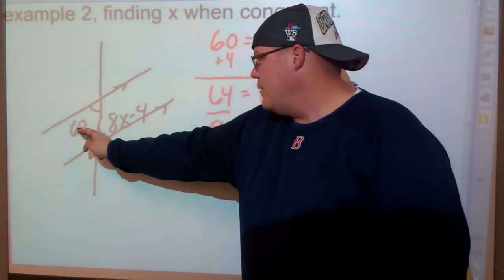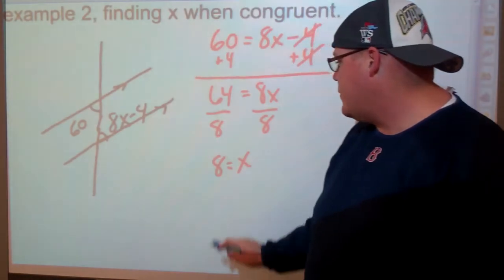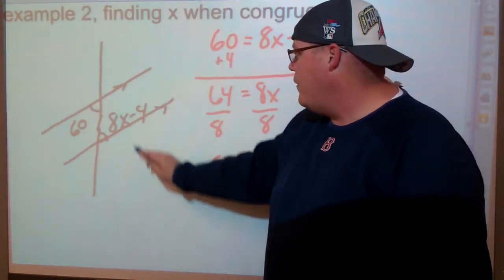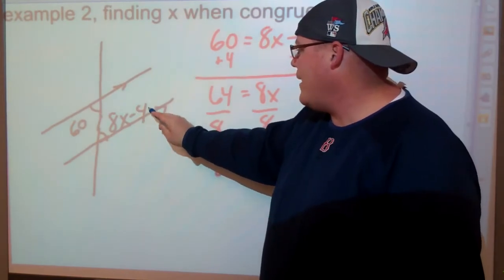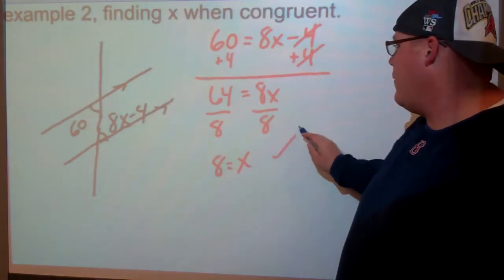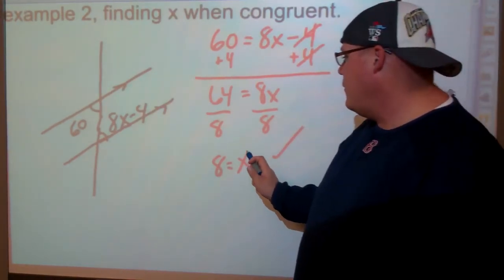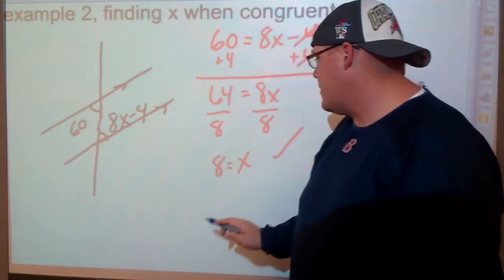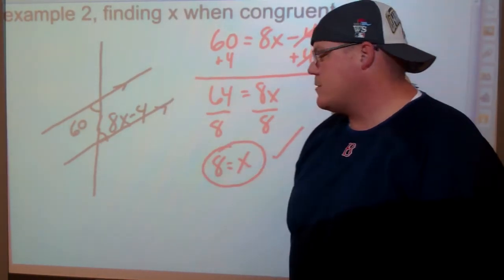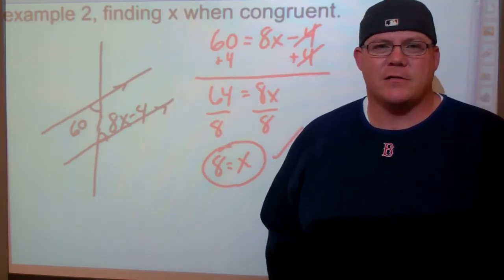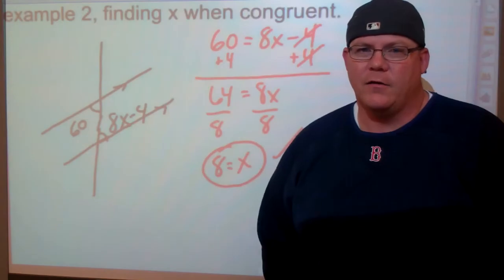So let's see. This is 60. This is congruent. They need to be equal to each other. If I take 8 and multiply 8 times 8, I get 64. I subtract 4, I get 60. 60, 60. Absolutely, I've done it right. Check. The value of this angle is 60. The value of this angle is 60. x equals 8. There you go. That's how you're going to find the value of x and then identify the value of the angles.